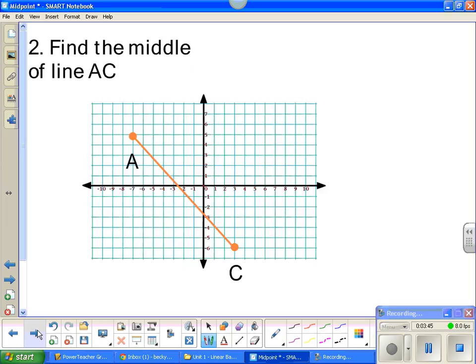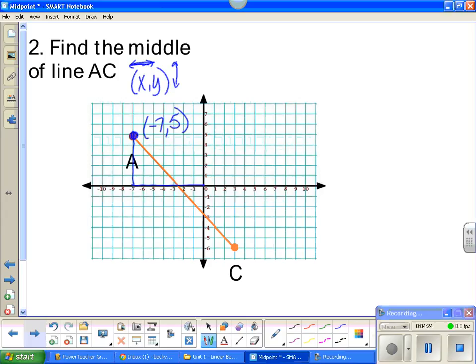Find the middle of line AC. Now we could try to kind of eyeball it, but we can use this graph to get us our exact point. So what are the coordinates for A? Remember, coordinates are x first and then y. X is your horizontal distance and y is your vertical distance. So we start at the origin and we try to find our horizontal distance. So we're going to go 1, 2, 3, 4, 5, 6, 7, but it's negative. So this point is -7, comma, now how far up do we go? 1, 2, 3, 4, 5. And that's a positive 5 because it's going up.